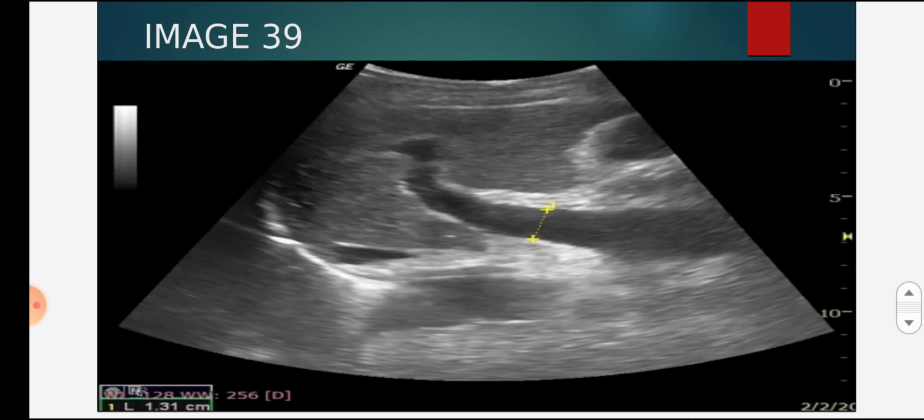Image number 39. On the abdominal ultrasound of this liver, you can see an increase in the size of the portal vein, the feature of portal hypertension.